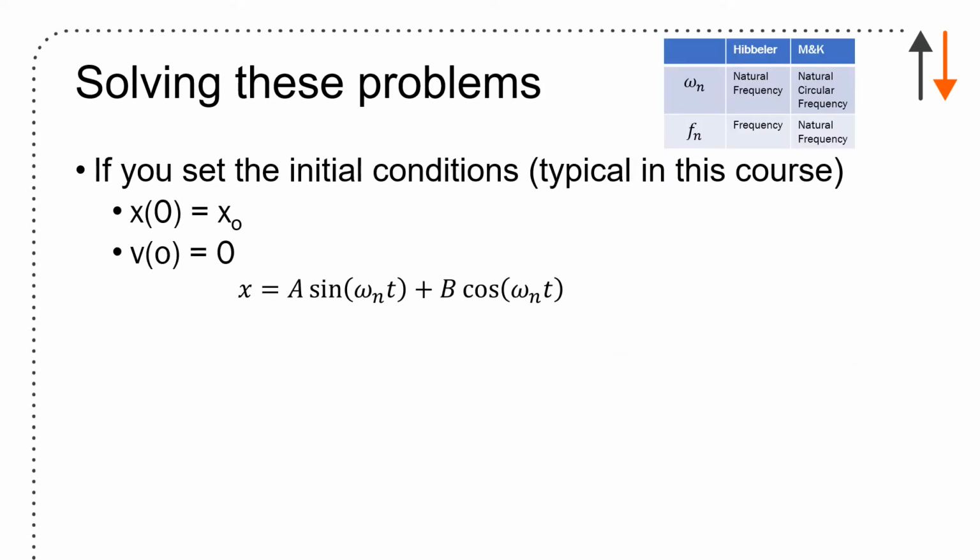If you solve these problems, you typically have some sort of initial condition. Typical in this course are x position at 0 is equal to x naught, v naught equals 0. You then substitute in terms. So if you say x at 0 is equal to x naught, then you have a sine omega n t, which goes to 0, b cos omega n t, which goes to 1. So b equals x naught. If you say v is equal to x dot, then you get v naught is equal to, because this cosine term remains, this sine term goes away, a is equal to v naught divided by omega n.